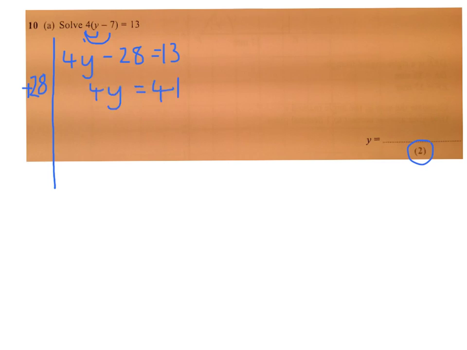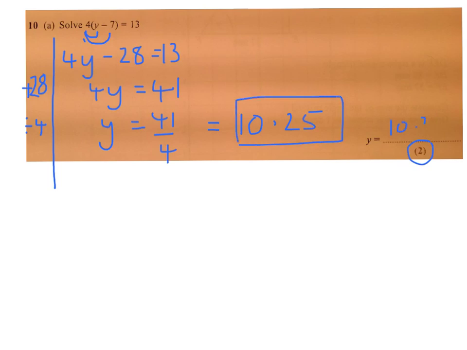So 4 lots of y are equal to 41, but I want to know what 1 lot of y is, so I'm going to divide both sides by 4. And of course 41 divided by 4 is 10.25. That would be my answer. Write that over here, 10.25.